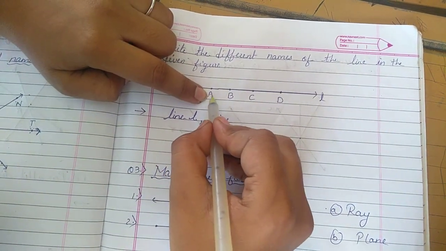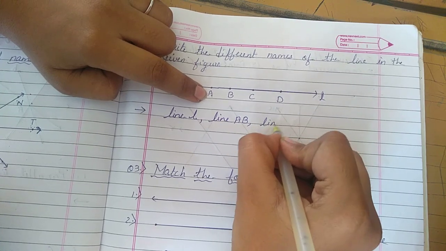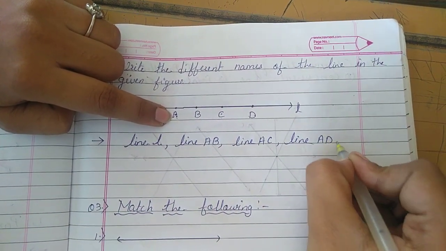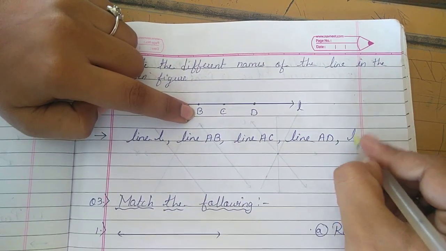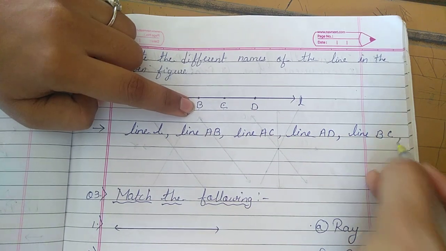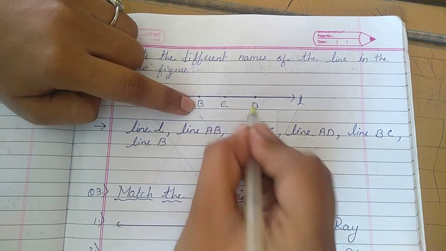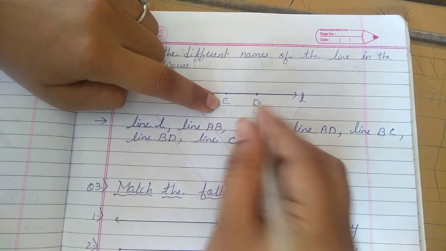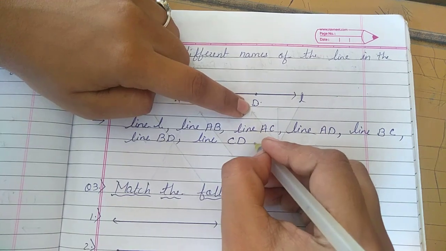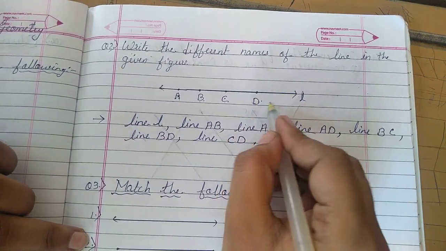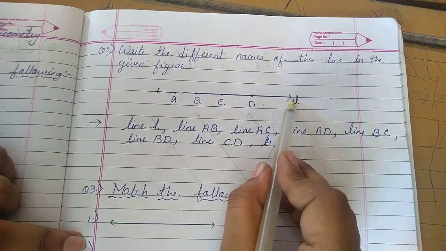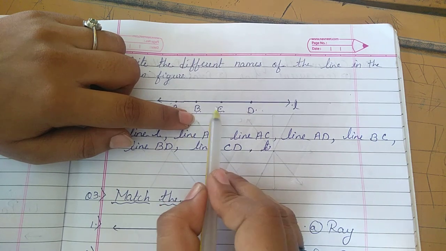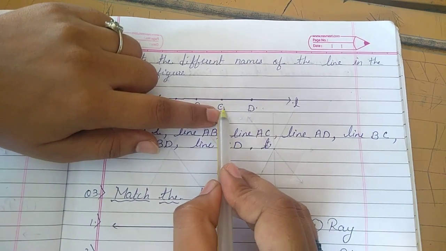line AB, line AC, line AD. This A we finish. Now we shift to B. Line BC, line BD. B is over. Now we will see C. Line CD, only CD is there. So C is over. Now I will take D. No, not to take D because nothing is there. So line L, line AB, line AC, line AD, then line BC, line BD, then last CD.